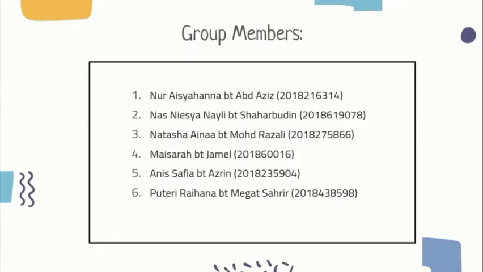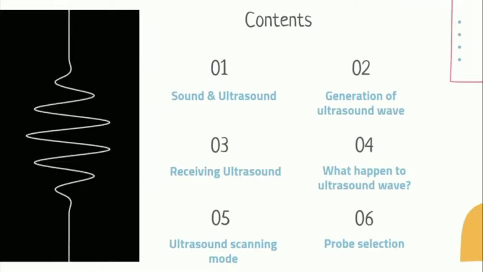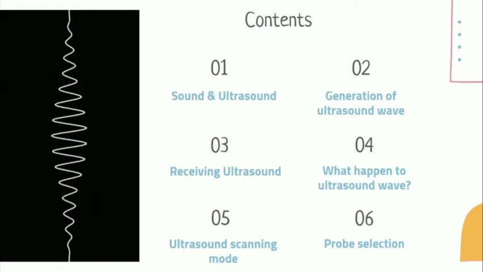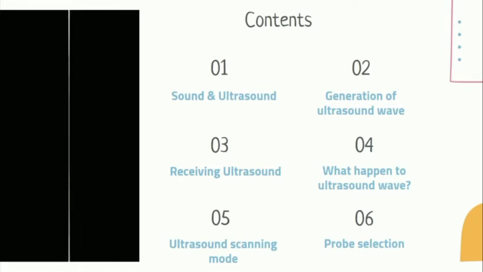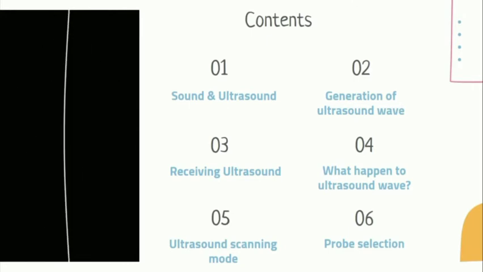So this is our group members. In this chapter, we will cover 6 subtopics which are sound and ultrasound, generation of ultrasound wave, receiving ultrasound, what happened to ultrasound wave, ultrasound scanning mode and probe selection.